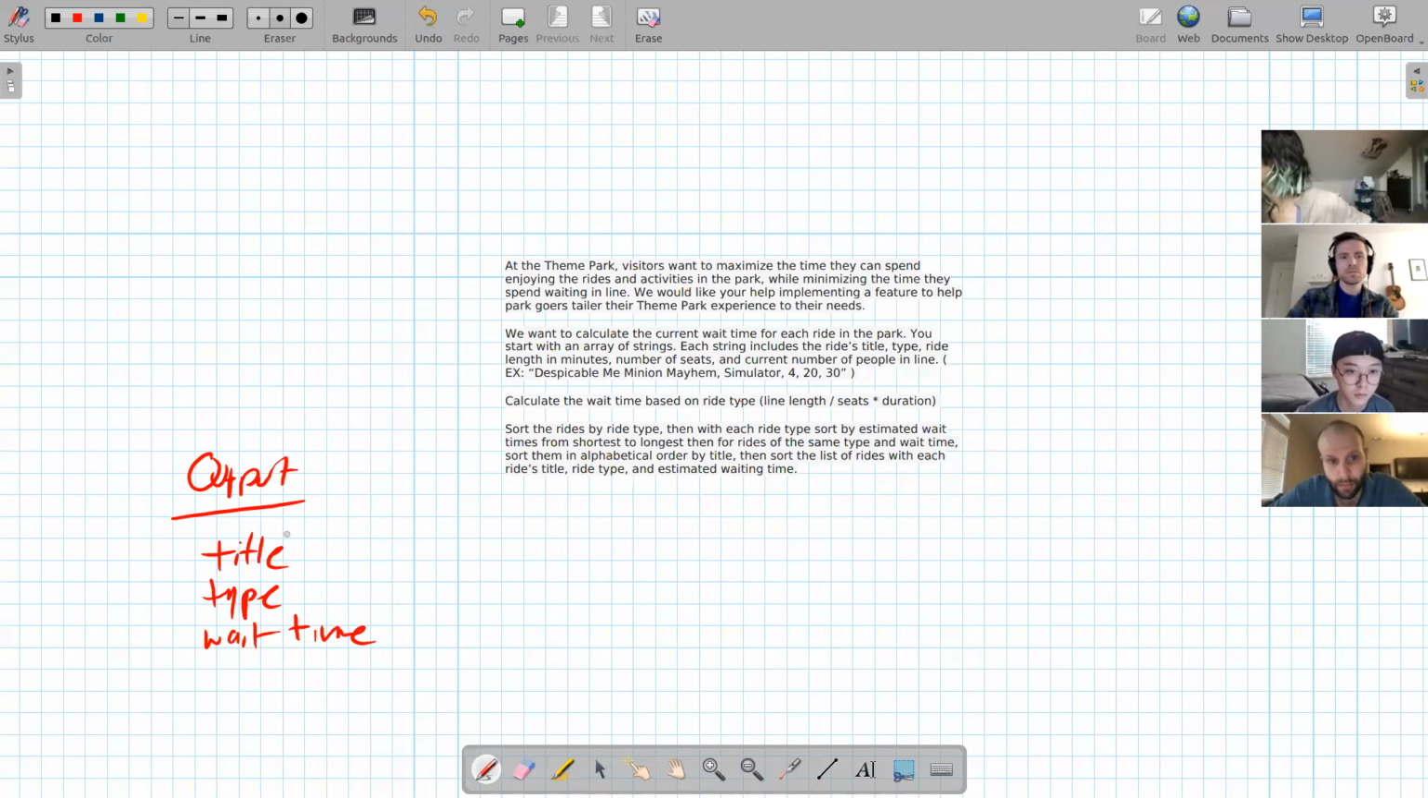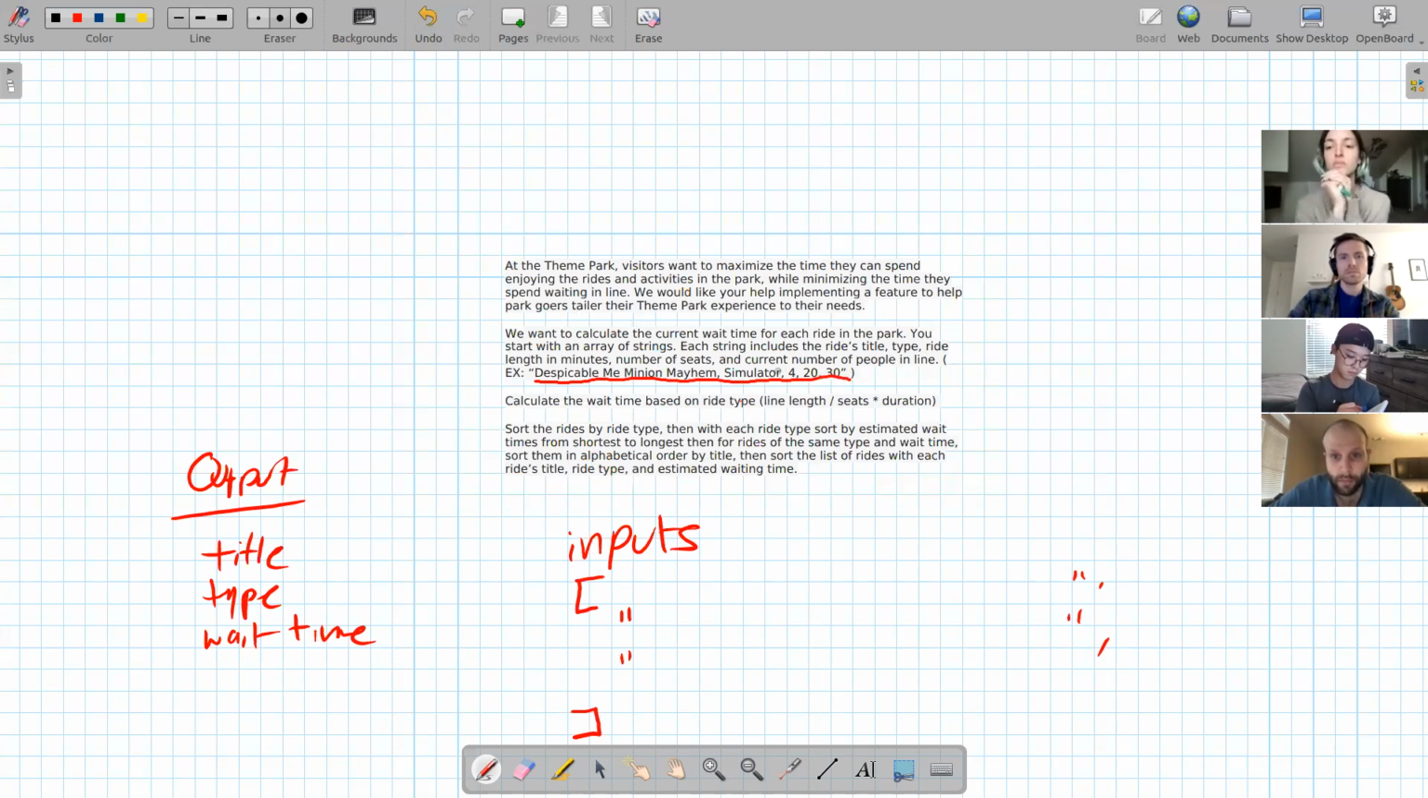Let's hear from Cho. Anything else you were able to tease out of this? Basically, all the inputs are arrays of strings. So it gives you the ride title, the type of ride, the ride length in minutes, the number of seats, as well as the number of people in line. Absolutely. And the kind of weird thing that caught me off guard when I was doing this is that they're arrays of strings, and all of that is in one string. So we have all these little pieces of data that somehow we've got to pull out of there.